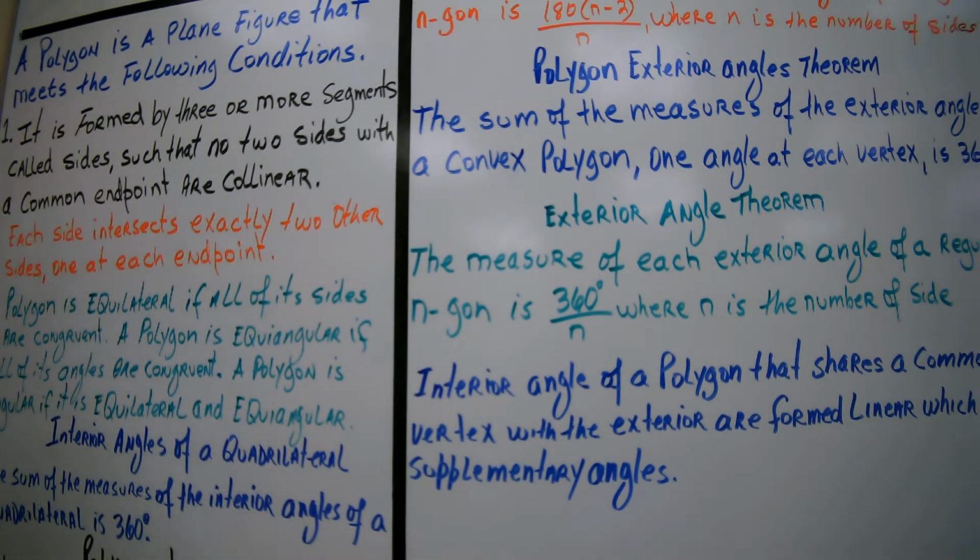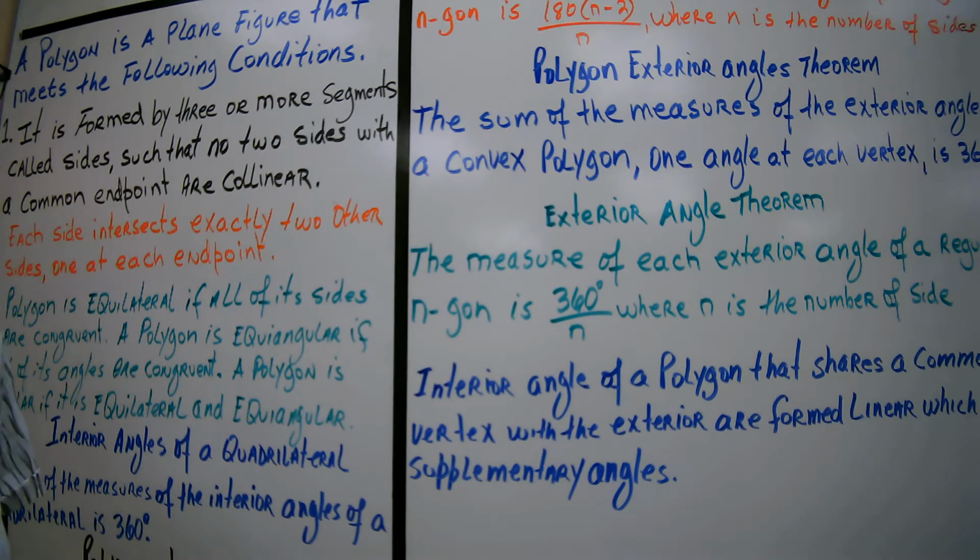Remember that a polygon has two definitions to be met. A polygon is formed by 3 or more segments called sides, such that no two sides with a common endpoint are collinear. The second one: each side intersects exactly two other sides, one at each endpoint.